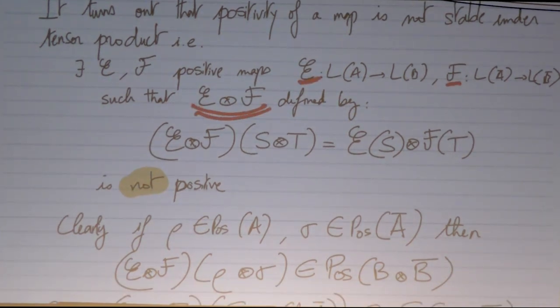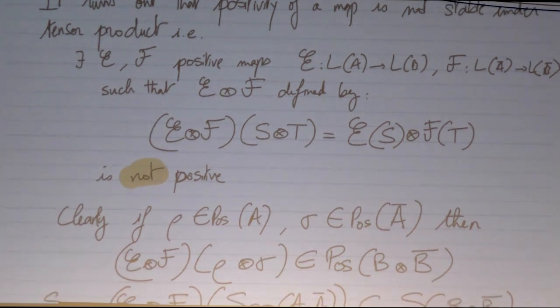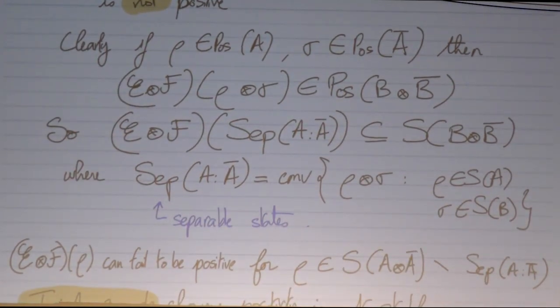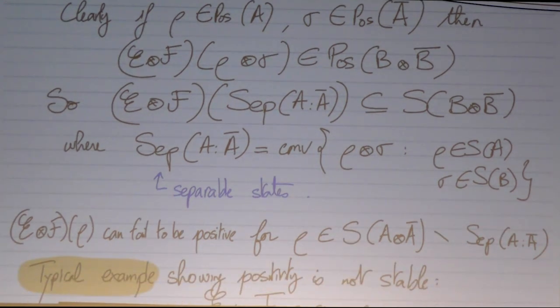So let's see a little bit more specifically how this can happen. If I take an input which is a tensor product, rho, which is positive, and sigma, which is positive, and I apply to it the tensor product of my two positive maps, then of course I will get something positive, because by construction it's just the tensor product, and the tensor product of positive operators is positive. More generally, if I take convex combinations of rho tensor sigma, I will also stay positive. The convex combination of product operators is also called a set of separable operators or states, if normalized. It is just the convex hull of tensor products of positive operators.